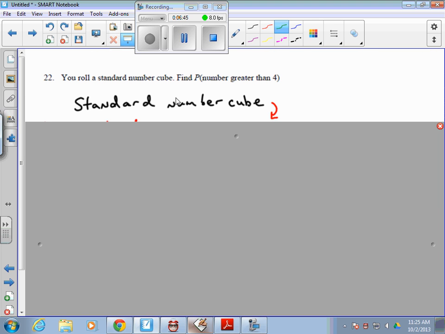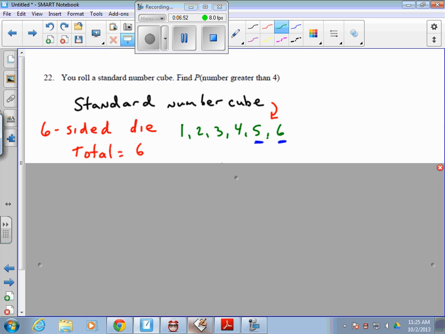It says you roll a standard number cube. Find the p, or probability, of a number greater than 4. A standard number cube is a 6-sided die. If we roll 2, we would say we're rolling dice. 1 is a die. There are 6 outcomes, 1, 2, 3, 4, 5, and 6. So the total is 6.